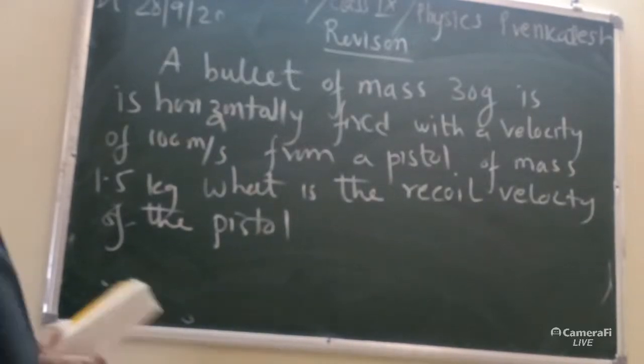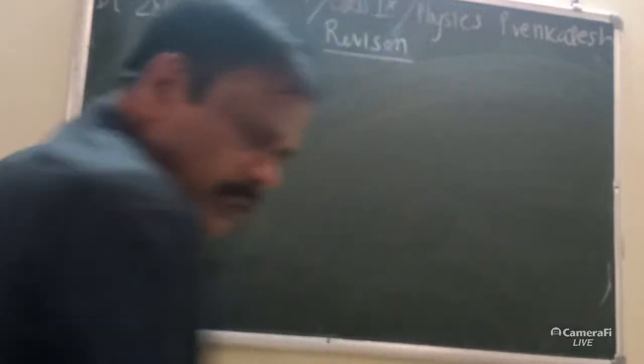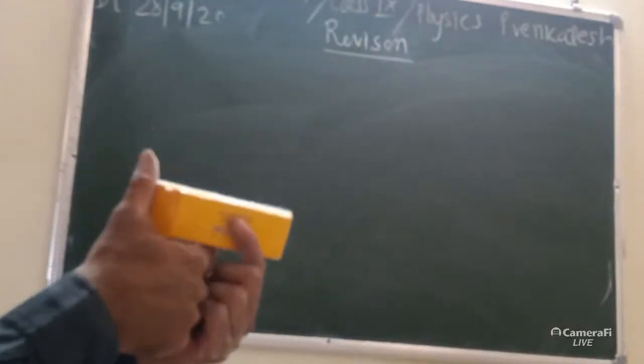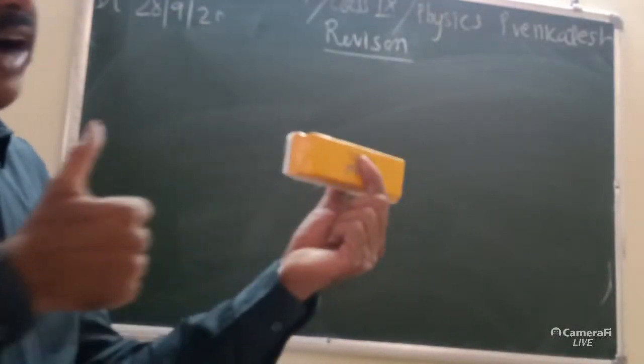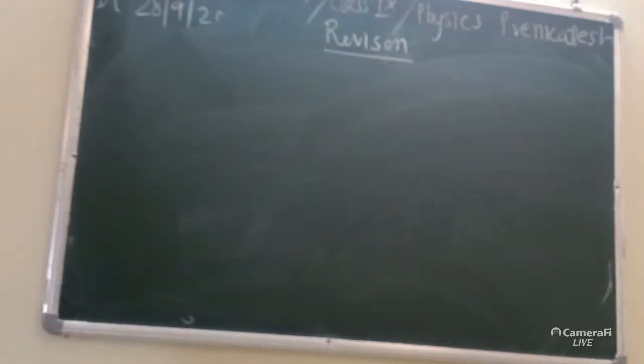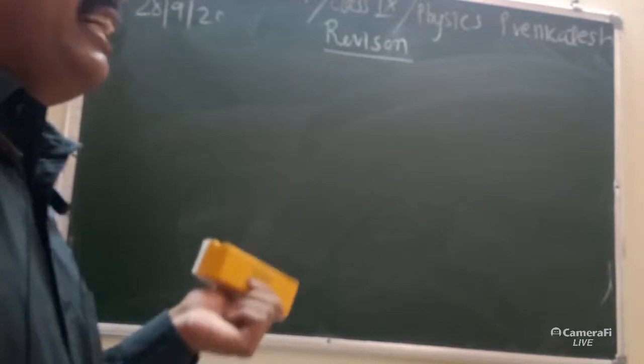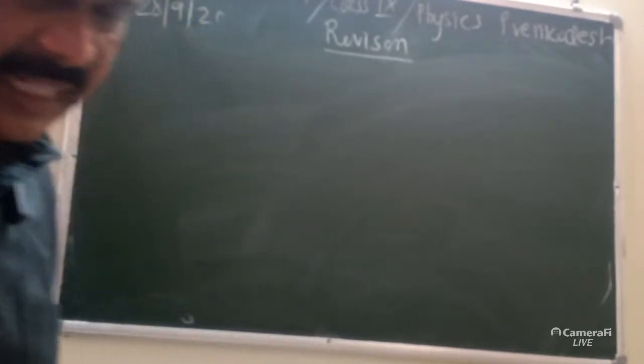Now we'll see the problem. What is recoil velocity? Suppose this is a pistol. When you fire it, it will move backward. This is called recoil velocity. Okay. By Newton's third law of motion, to every action there is an equal and opposite reaction.